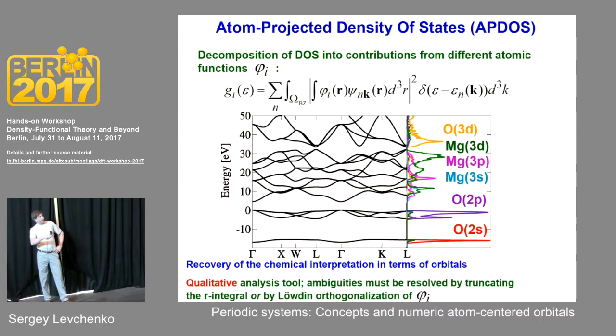So it gives us this chemical interpretation in terms of orbitals, but there is a problem. These localized orbitals are non-orthogonal, they can overlap with each other. So we have to resolve this ambiguity somehow, and therefore this is only a qualitative analysis tool. We have to resolve these ambiguities by truncating the integral in space, or by orthogonalizing these localized orbitals.